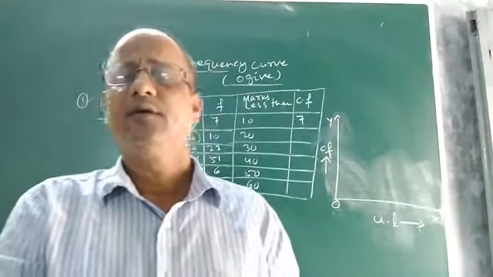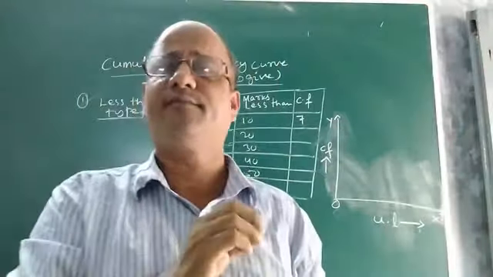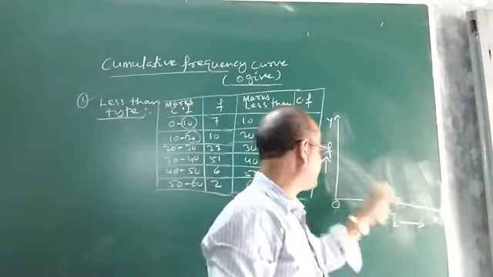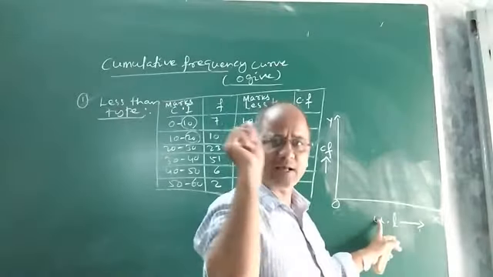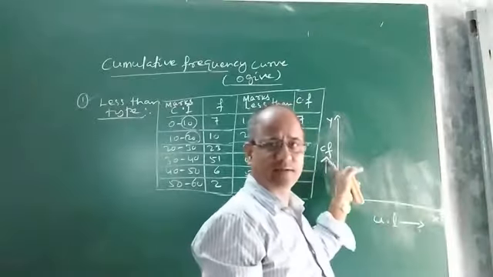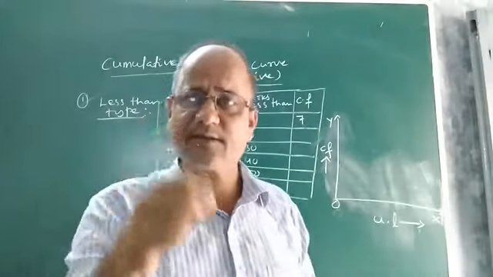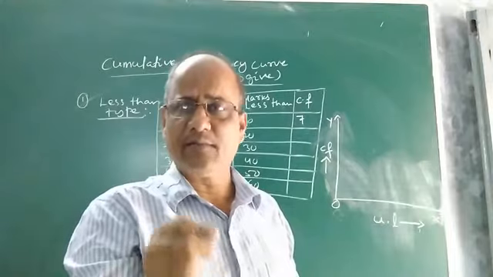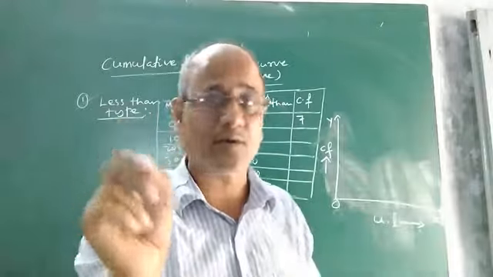See children, for your cumulative frequency curve or ogive, what do we do? Look at the coordinate axes. Suppose this is the x-axis and y-axis. In the x-axis you have to take some class limit, meaning either the upper limit or the lower limit. Then you have to take the cumulative frequency. The cumulative frequency curve or ogive is the graphical representation between the class limits and their corresponding cumulative frequency, not frequency.